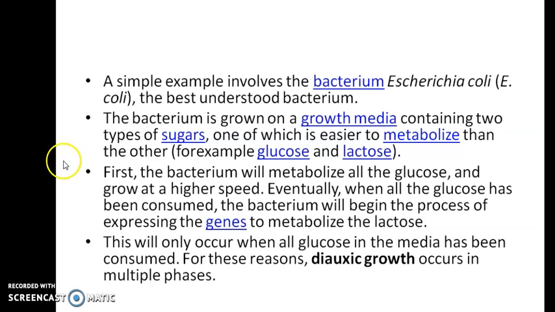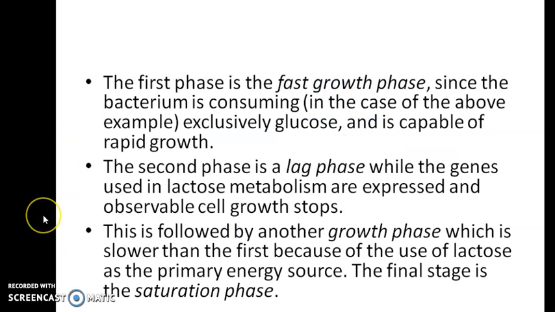For these reasons, diauxic growth occurs in multiple phases. The first phase is the fast growth phase, since the bacterium is consuming exclusively glucose and is capable of rapid growth. The second phase is a lag phase, while the genes used in lactose metabolism are expressed and observable cell growth stops. This is followed by another growth phase, which is slower than the first because of the use of lactose as a primary energy source, and the final stage is the saturation phase.